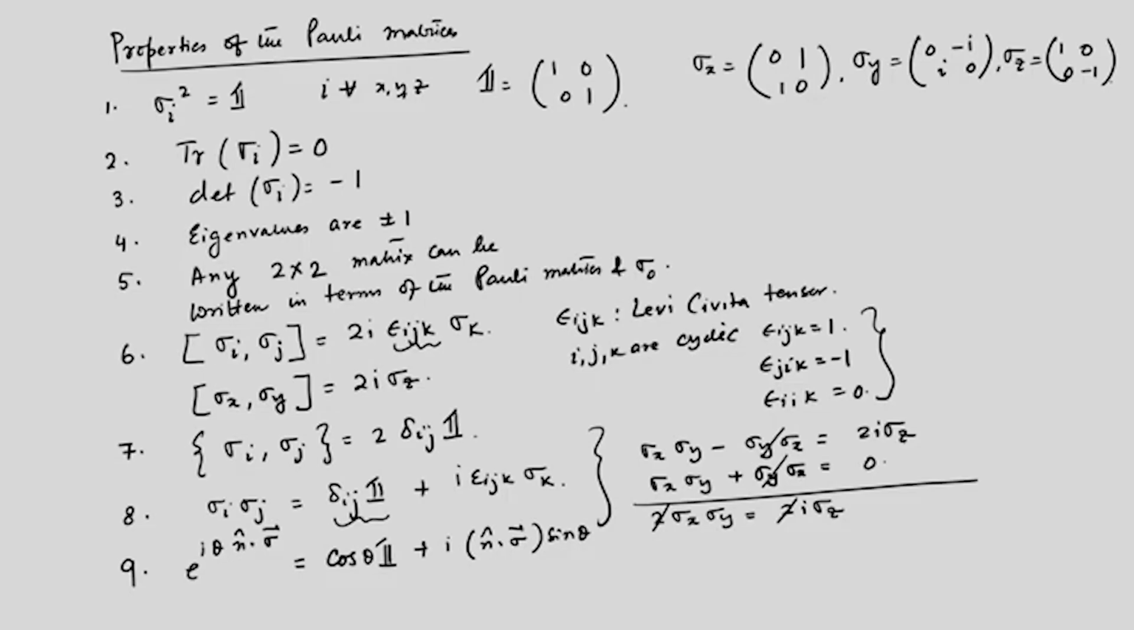So if you take n cap to be along the z direction, then n dot sigma becomes equal to sigma z. So we will have to expand exponential i theta sigma z, which will become cos theta times the identity matrix plus i, and n dot sigma will simply be sigma z. So it is i sigma z sin theta.